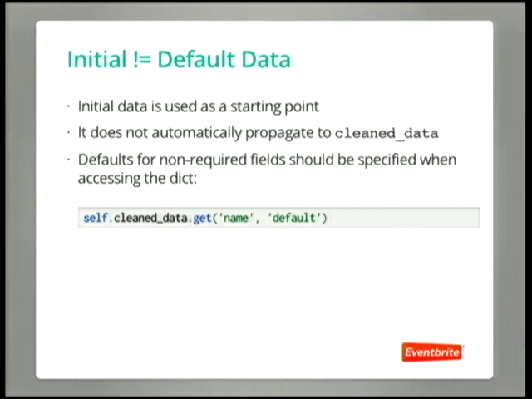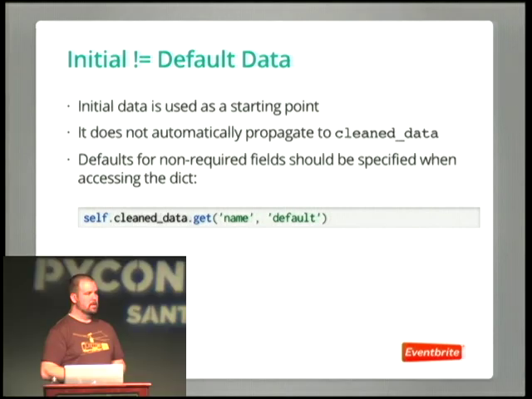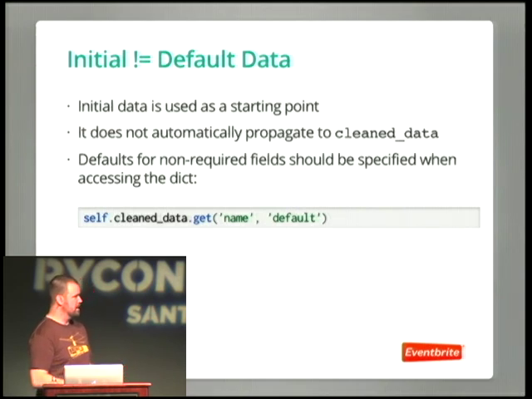So I mentioned that there's an initial data that you can give a form. This is not the same as default data, so it might wind up coming back as a default from the user if you're doing HTML forms, but just the fact of specifying it as initial data does not populate it as cleaned data default. So it's safer when you're doing these accesses to make sure you specify what you expect the default value to be.